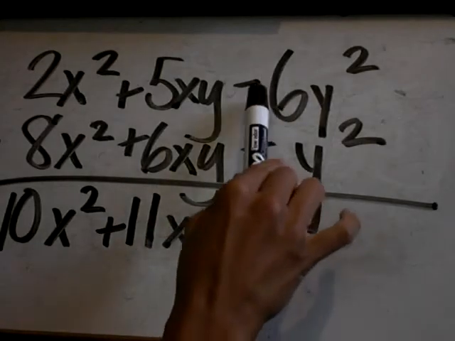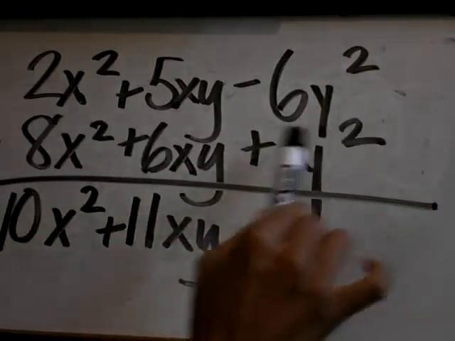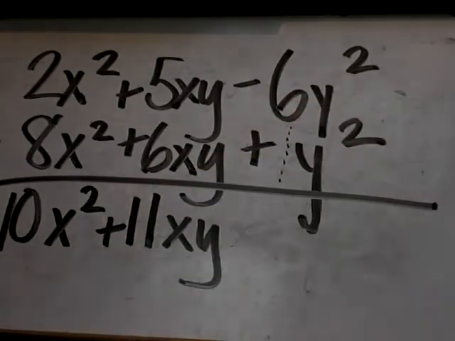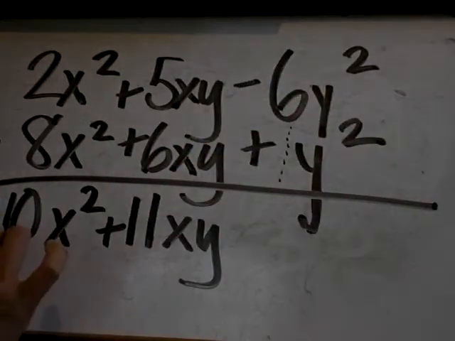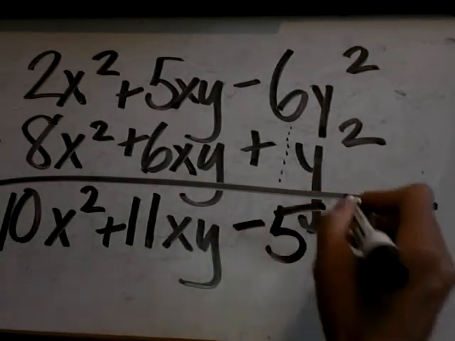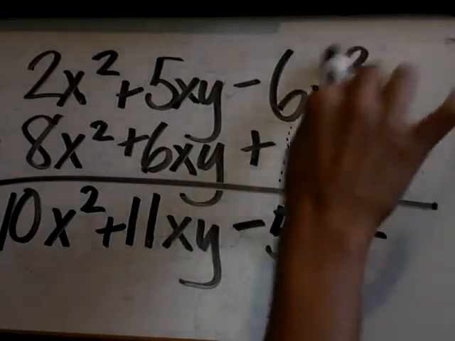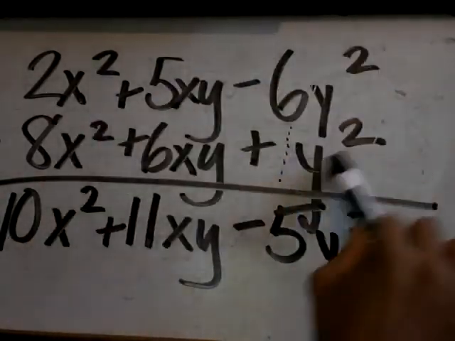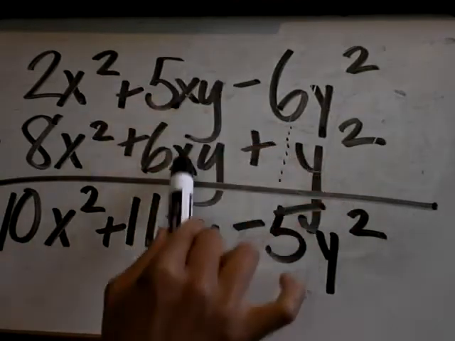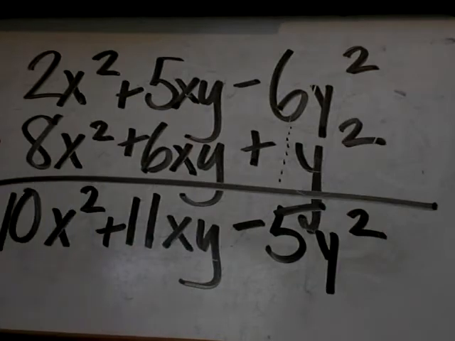Now we have negative 6y to the second plus y to the second. So remember, there's an invisible one right here. So it's really negative 6 plus 1, which makes negative 5. So that's minus 5y to the second. And if you notice, we keep the same, what I like to call the same last name. So xy, keep the xy, x to the second, 10x to the second.